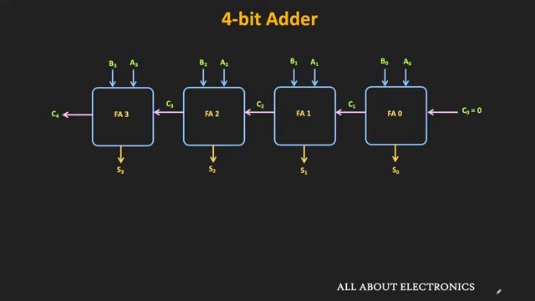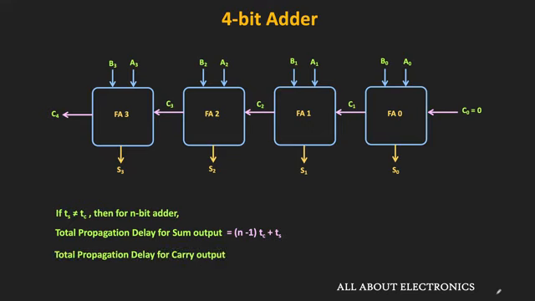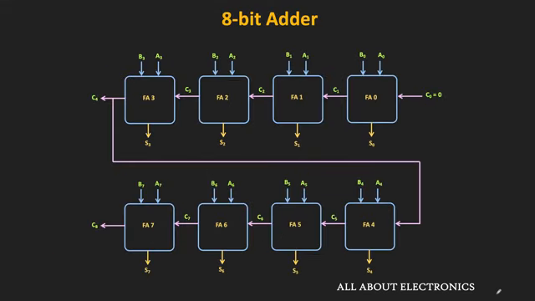Let's say for each full adder, if Ts is the propagation delay for getting the sum output and Tc is the propagation delay for generating the carry output, then for the n bit adder, the final sum output will be available at (n minus 1) times Tc plus Ts time. While if we see the carry output, then it will be available at n times Tc time. So as you can see from these expressions, as the number of bits n increases, the overall propagation delay of the adder will also increase. That is the limitation of this ripple carry adder.